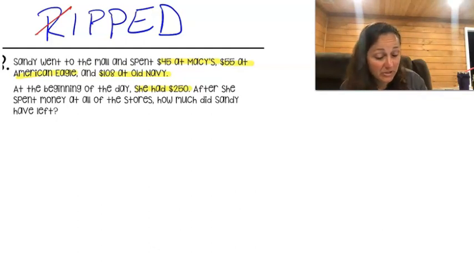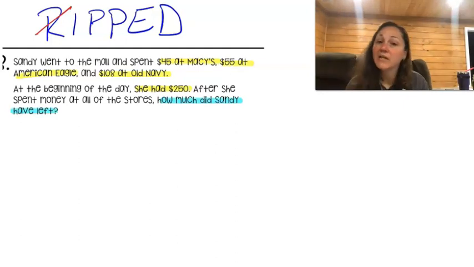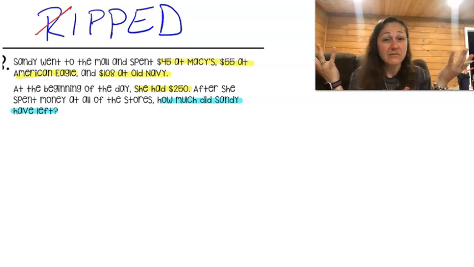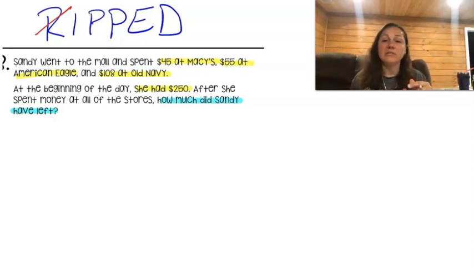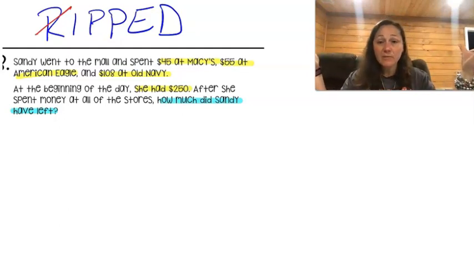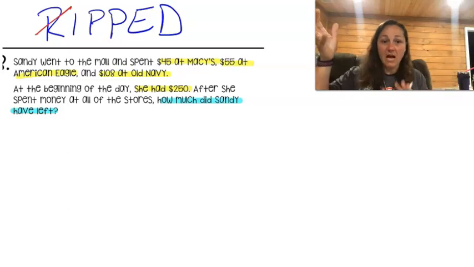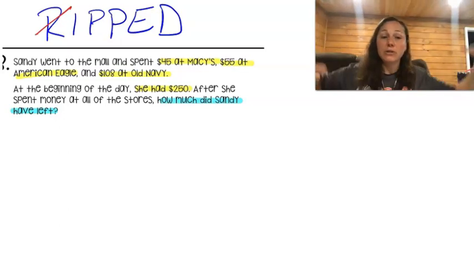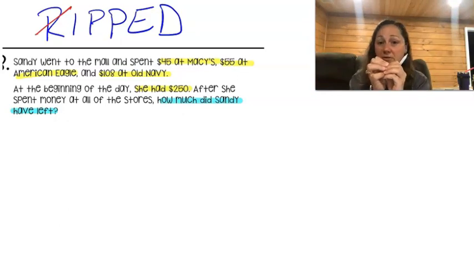After she spent money at all the stores, how much does Sandy have left? Sounds to me like that's my question. How much did Sandy have left? And when I see the word left, I think to myself, self? That sounds to me like I'm going to be finding how much is left over. Sounds to me like I'm going to be taking things away and seeing, what do I have? Sounds like a little subtraction. But I also need to know, when I'm looking at this, it says 45 at Macy's and 55 at American Eagle. And if I had another hand, I'd say 108 at Old Navy. But I need to put them all together and then see how much she has left from the day.